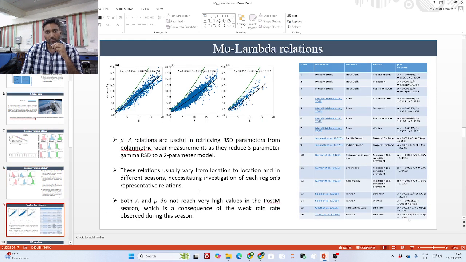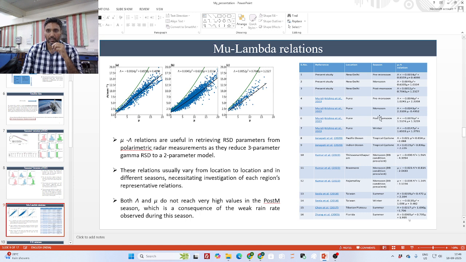We have also calculated some standard mu lambda relations in all the three seasons over Delhi. As you can see, the functional form is slightly different in the three seasons. We have to calculate such mu lambda relations because they are very useful in retrieving RST parameters from polarimetric radar measurements. So they form a kind of link between disdrometer measurements and radar measurements. So that's why they are useful.